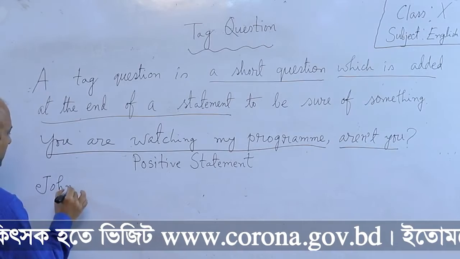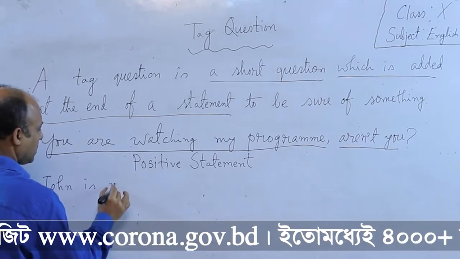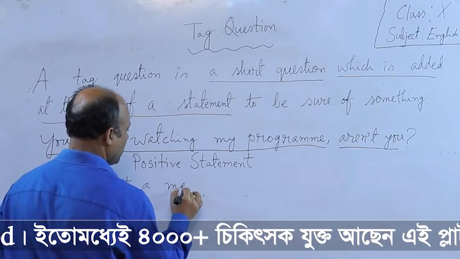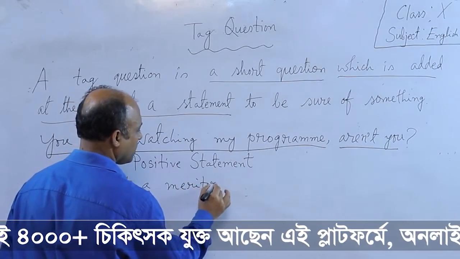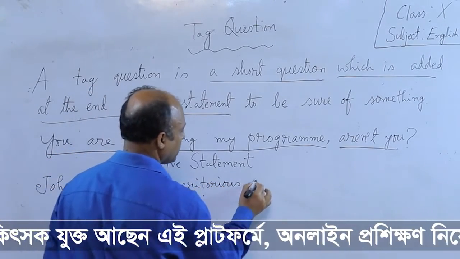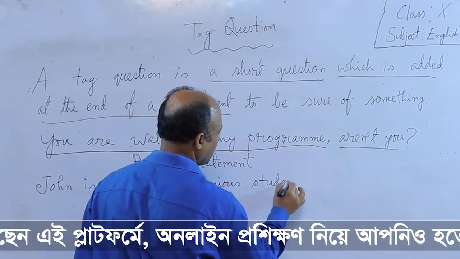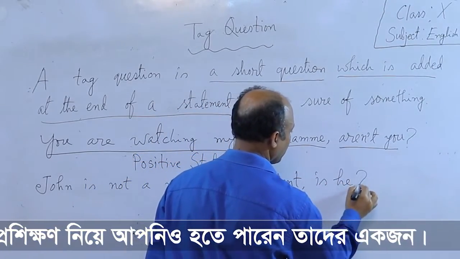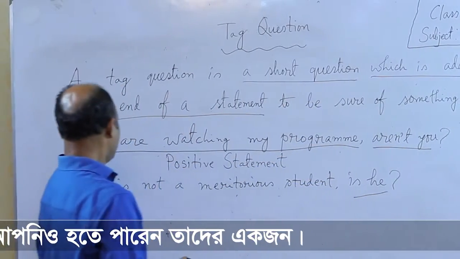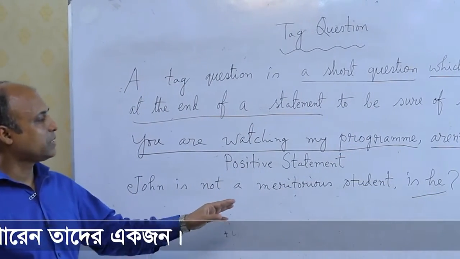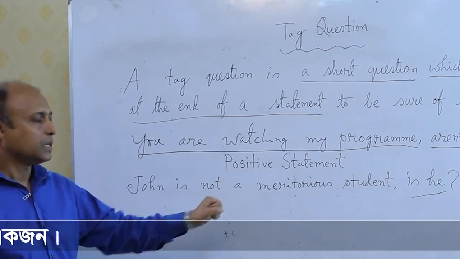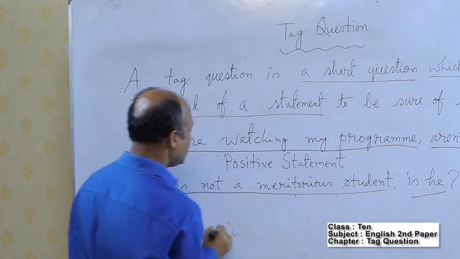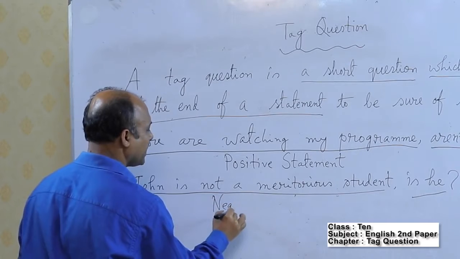John is not a meritorious student, is he? You see that John is not a meritorious student. This is a negative statement.